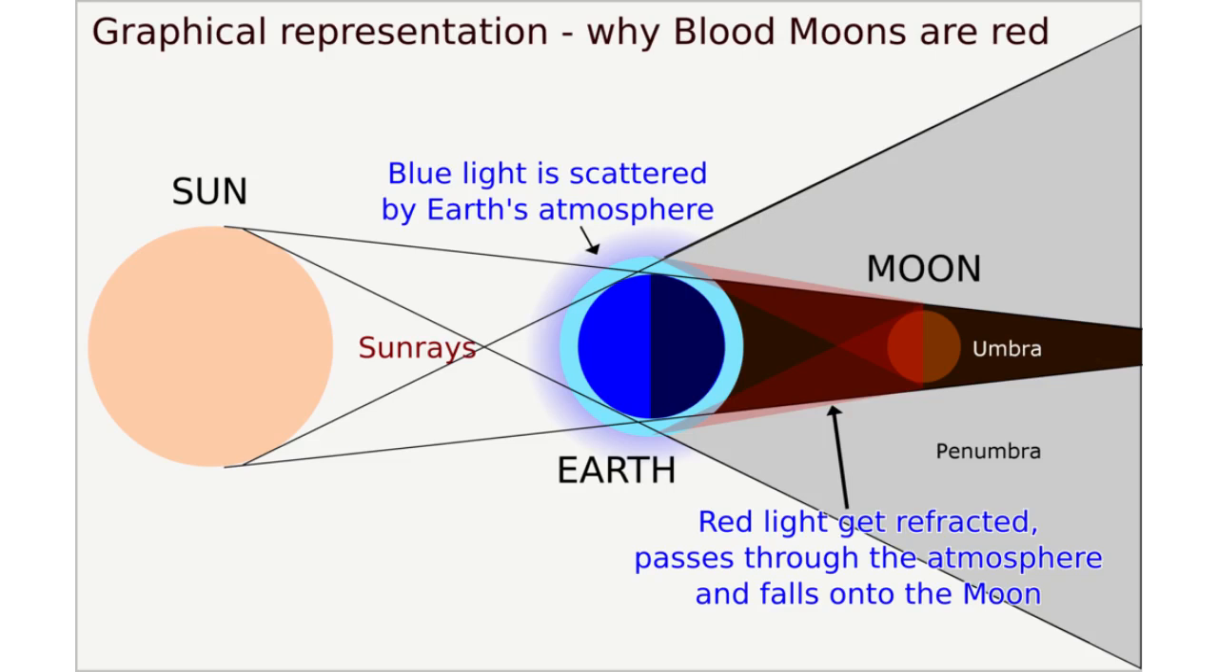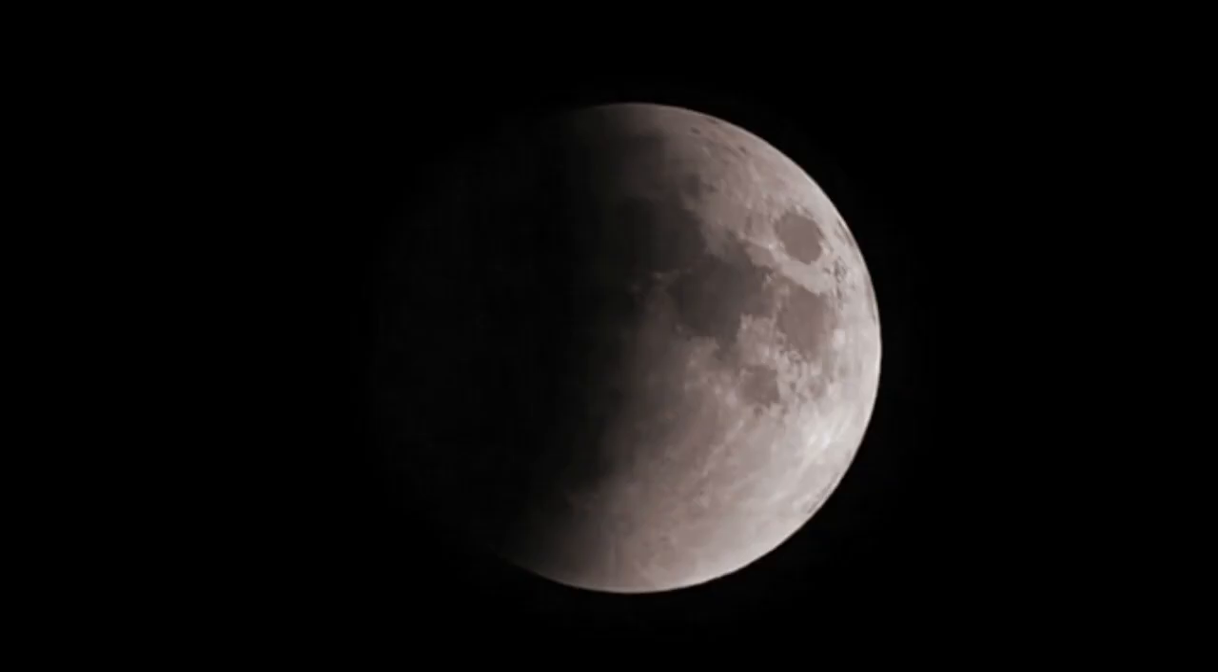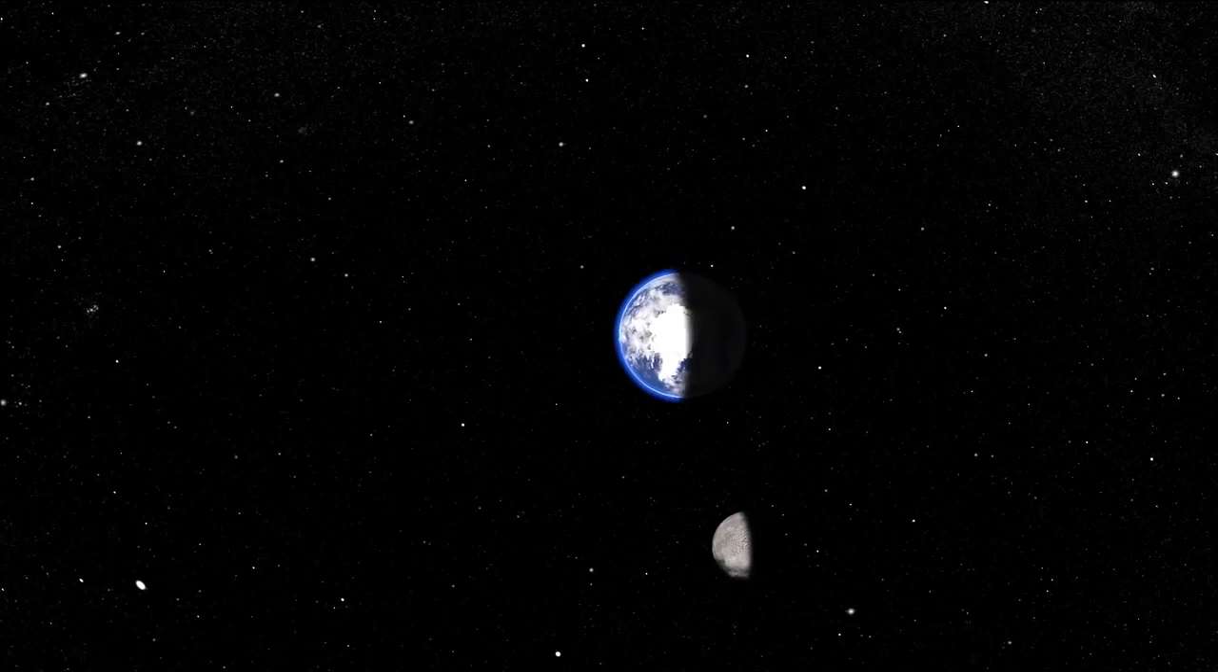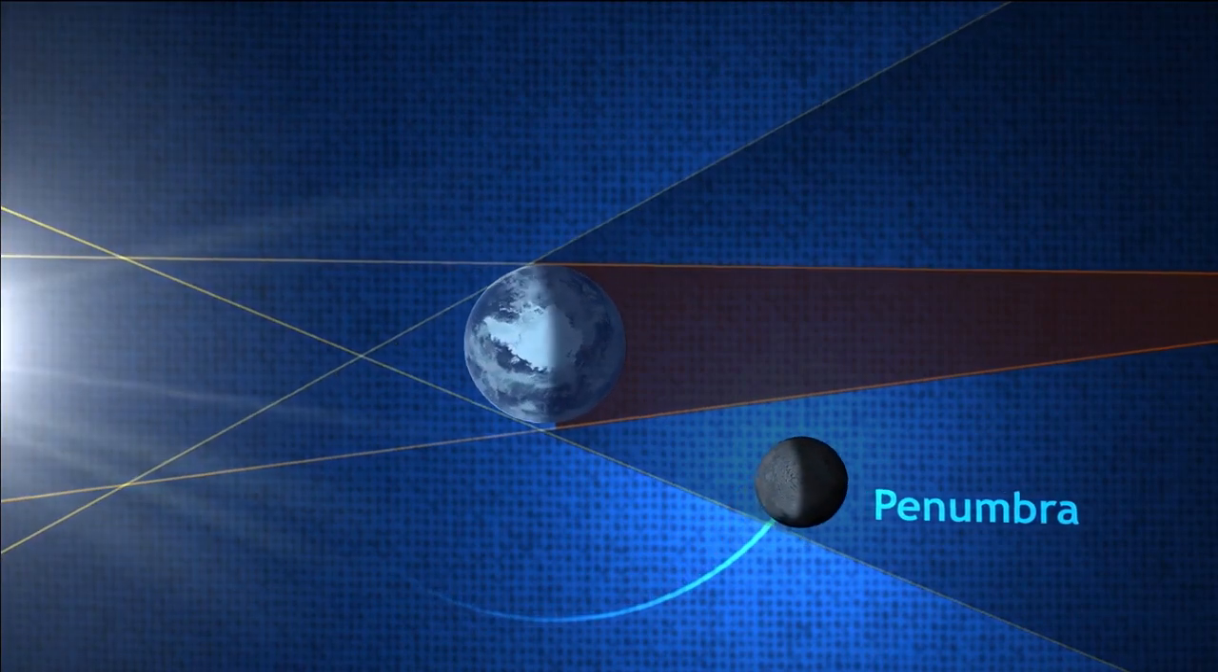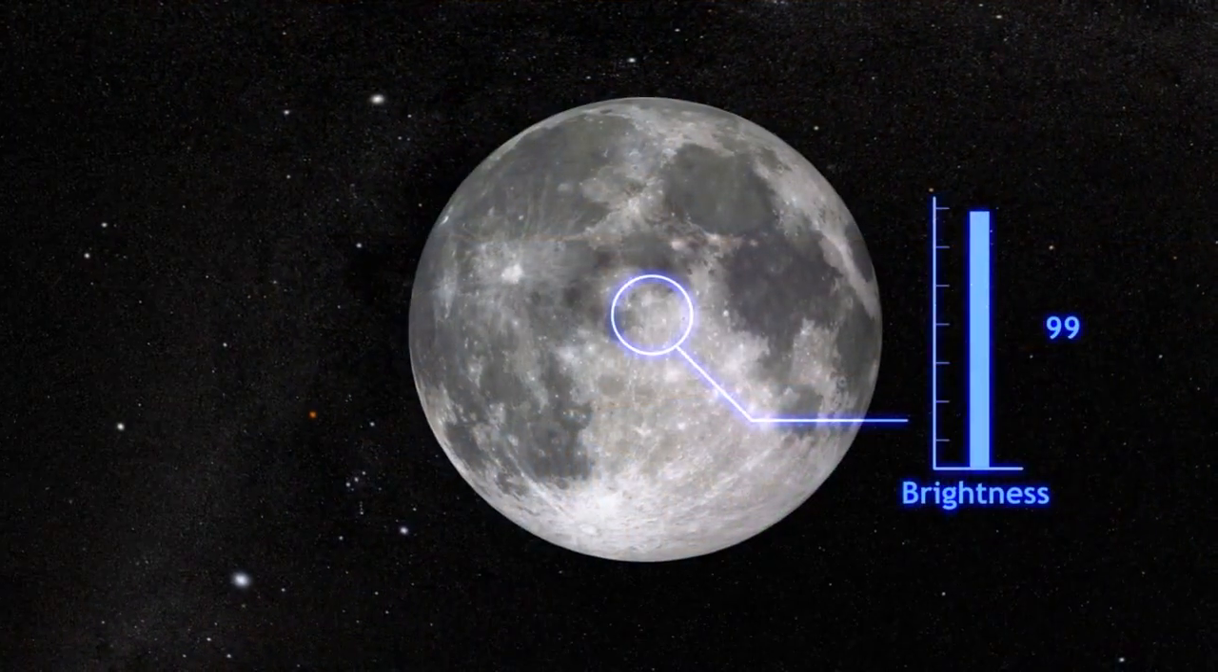Now let us see about partial lunar eclipse. An imperfect alignment of Sun, Earth and Moon results in the Moon passing through only part of Earth's umbra. The shadow grows and then recedes without ever entirely covering the Moon.